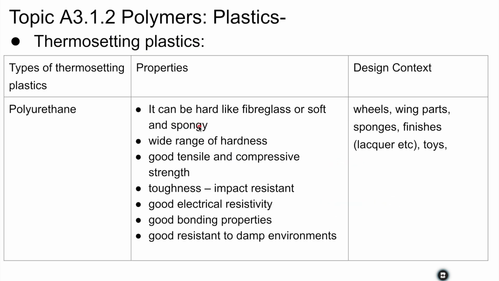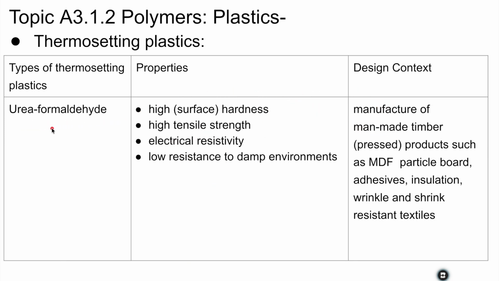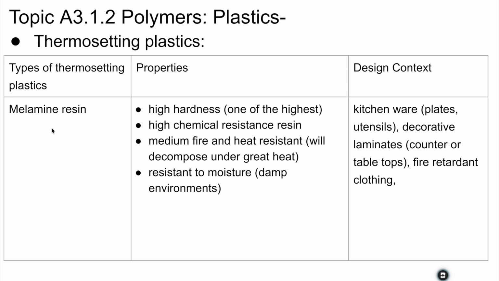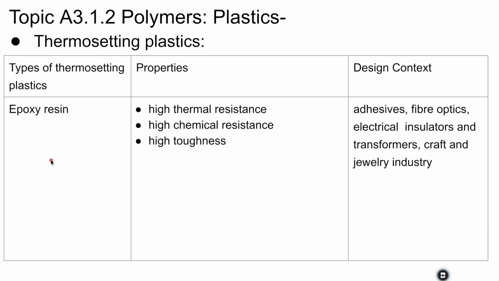Some different thermosetting plastics. So again, here's the properties and the design context. We have polyurethane, urea formaldehyde, melamine. This is probably the one that you guys are most familiar with. If you go to a cafeteria, they often use melamine plates. So you'll see the plates here. Kitchenware is often used in cafeterias because of its hardness and its chemical resistance and its resistance to moisture. So they're actually used in cafeterias because they're relatively cheap and they hold up pretty well. Epoxy resin is another one that you're probably pretty used to.